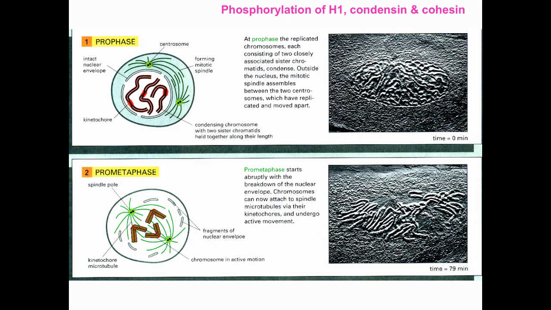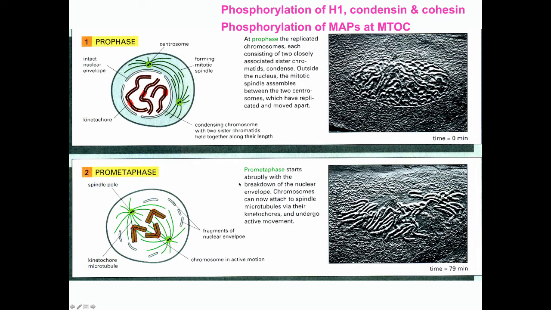Outside of the nucleus, the mitotic spindle is going to begin to assemble between the centrosomes, which have replicated and have begun to move apart. This assembly of the spindles depends on phosphorylation of microtubule associated proteins at the microtubule organizing center.